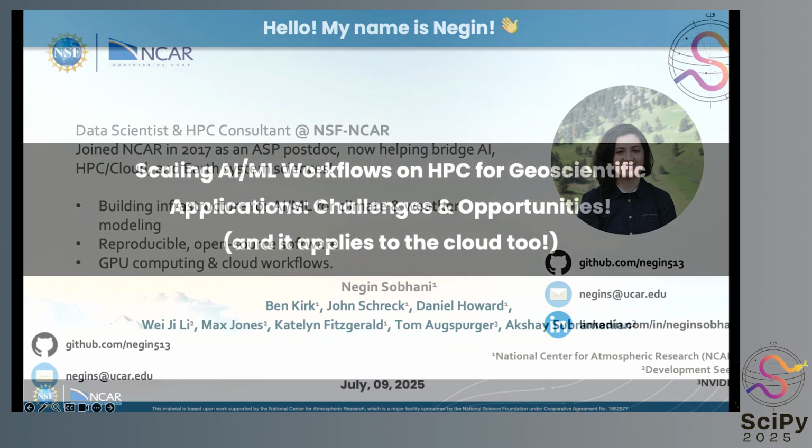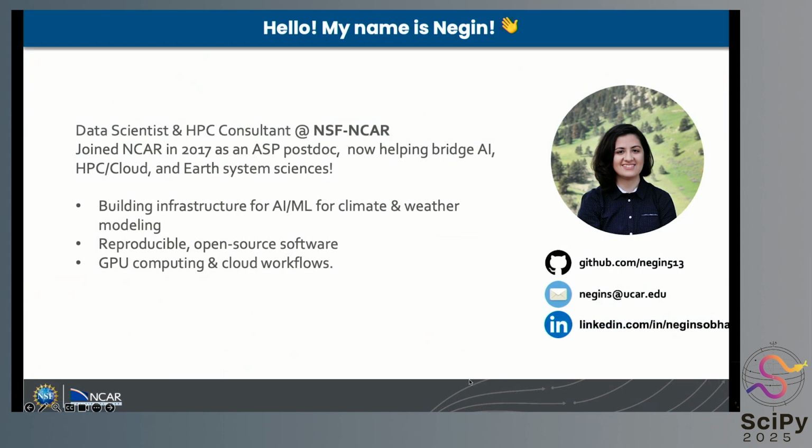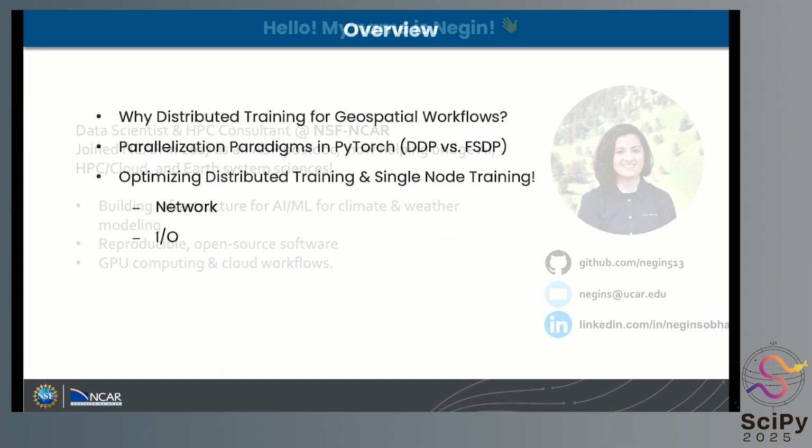Okay, a quick intro about myself. Similar to many others here, I actually started as an atmospheric scientist, and then I became more interested in the computational side of our domain and the software engineering side, and moved more in that direction. So today at NCAR, I help build infrastructure for AI/ML for climate and weather modeling. And I've been helping with the Pangeo community as well, trying to port codes to GPUs and a bunch more. And that's my contact information.